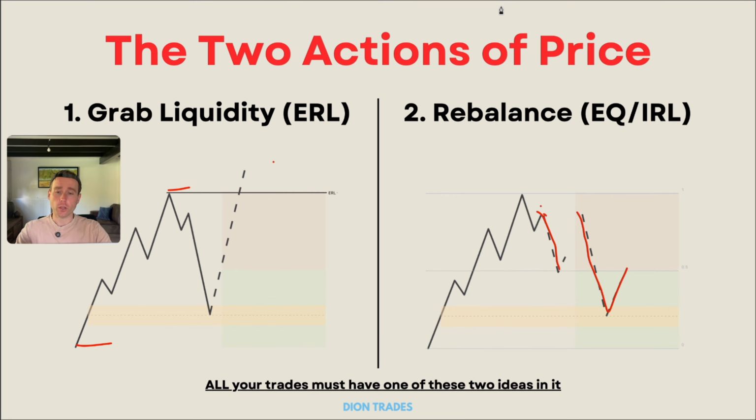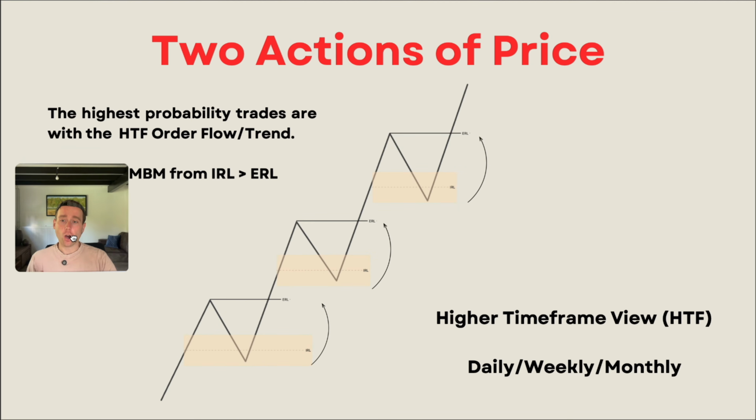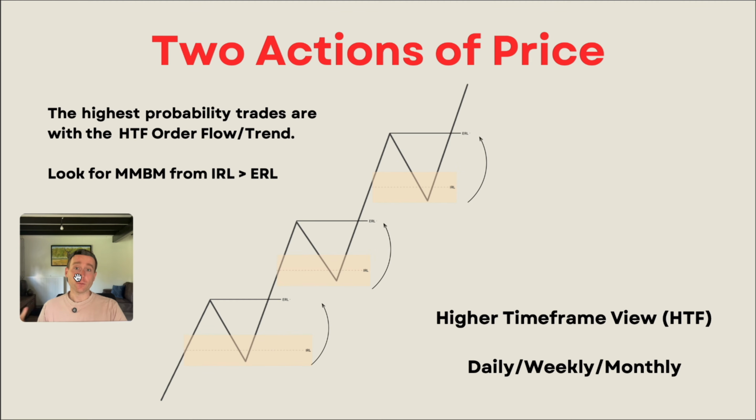And to build further on this, your highest probability trades are the ones with the higher time frame order flow. When you're bullish, you want to long. When you're higher time frame bearish, you want to short. And the key for the market maker models is to find a market maker buy model when you are bullish and a market maker sell model when you are bearish.